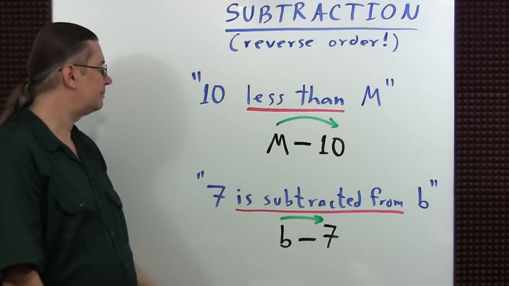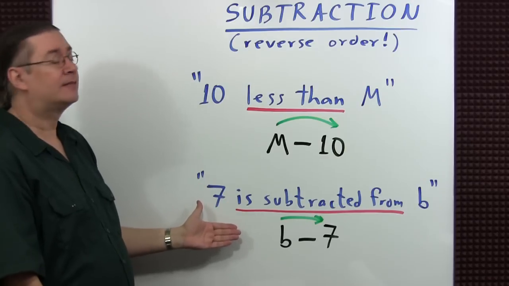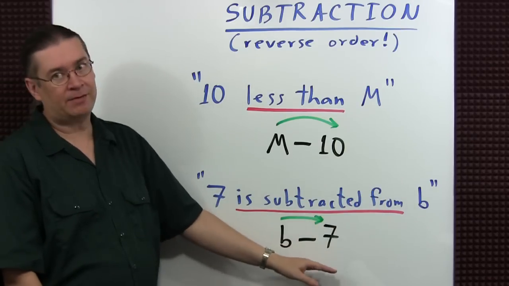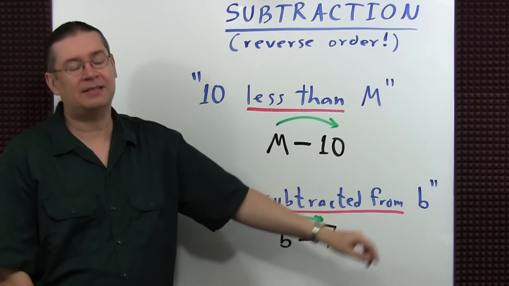I'm back. For this last one, 7 is subtracted from b. Just write down b minus 7. Put the 7 at the end.